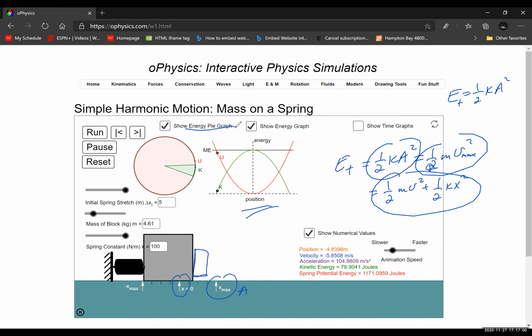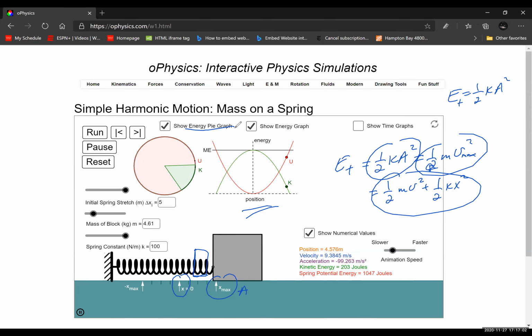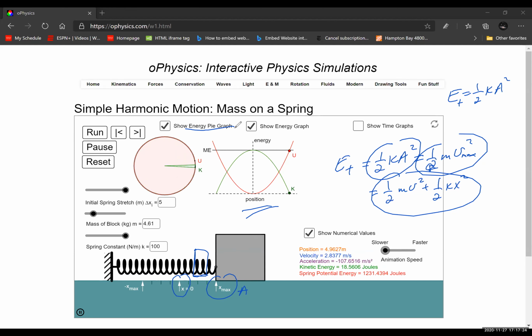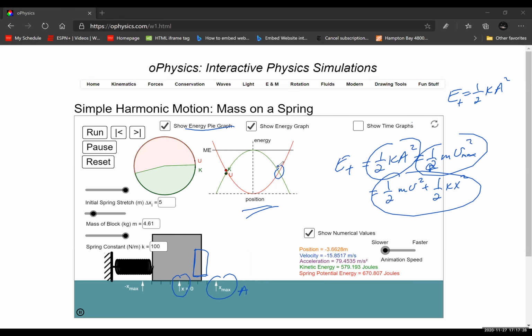See, when it goes from negative a to a, at a it's all potential, then kinetic, then potential, then kinetic, then potential. You can even see the values where it's 0. Maybe we can slow it down even more, and then you can see when the potential energy is maximum, when the kinetic energy is maximum, and all of those things. You can even find a position where they're equal to one another.